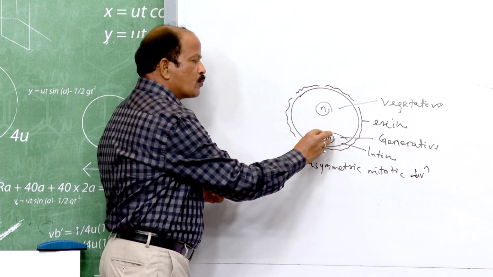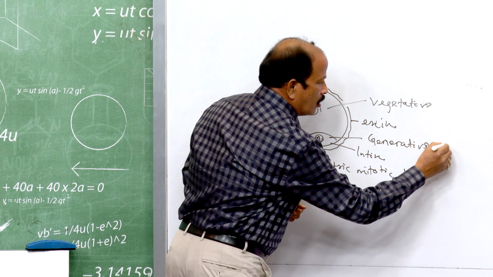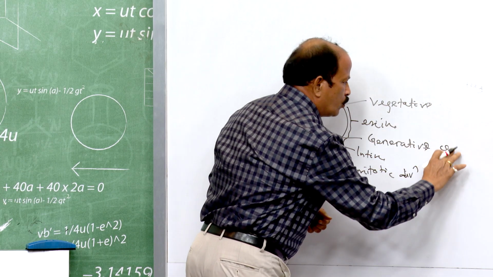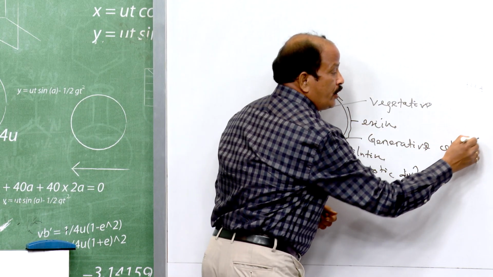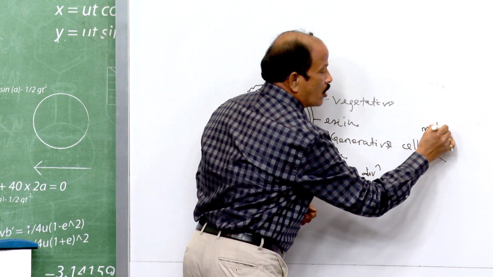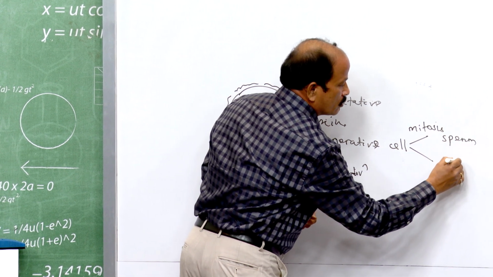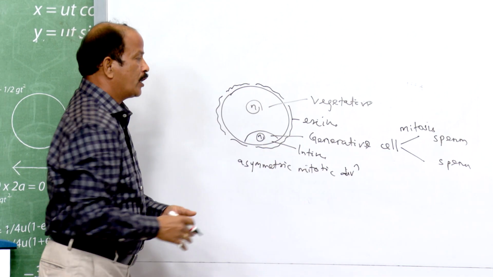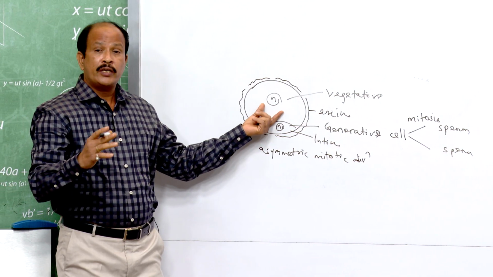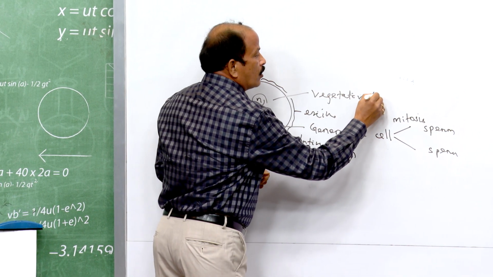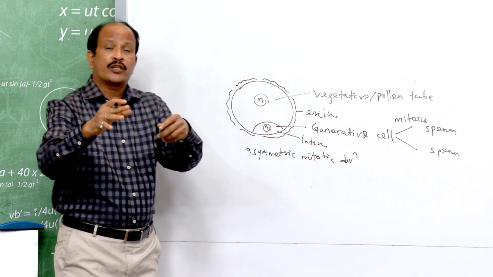Now, a very small cell attached to the cell wall is the generative cell. As the name suggests, we must understand why it is so called. The generative cell on further mitosis results in two sperm cells. So, that is why the name generative cell. The vegetative cell, as the name suggests, is the pollen tube cell, because it will give rise to the pollen tube when it lands on the stigmatic surface.